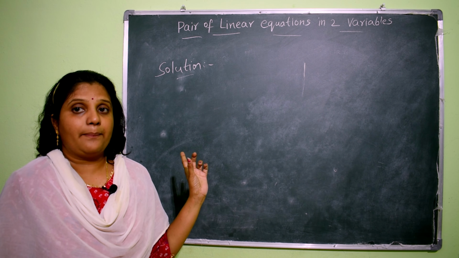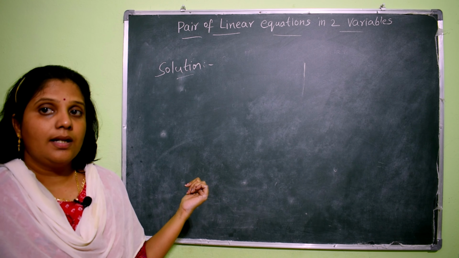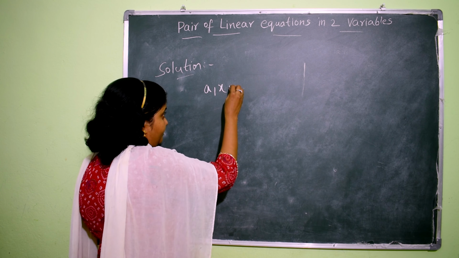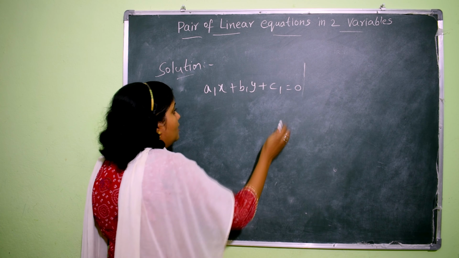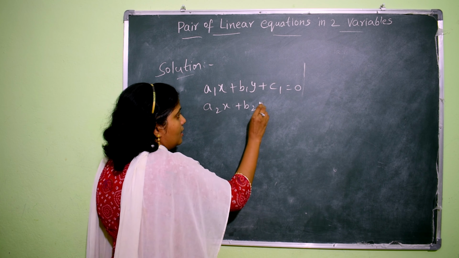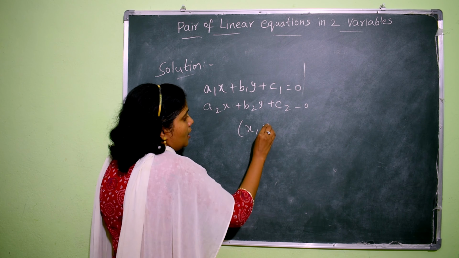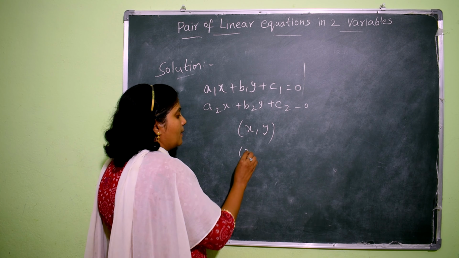Solution is a pair of values of the variables that satisfies the equation is called solution of that equation. So what is the general form of the equation? a1x plus b1y plus c1 equal to 0 and a2x plus b2y plus c2 equal to 0. So what are the variables here? x comma y.